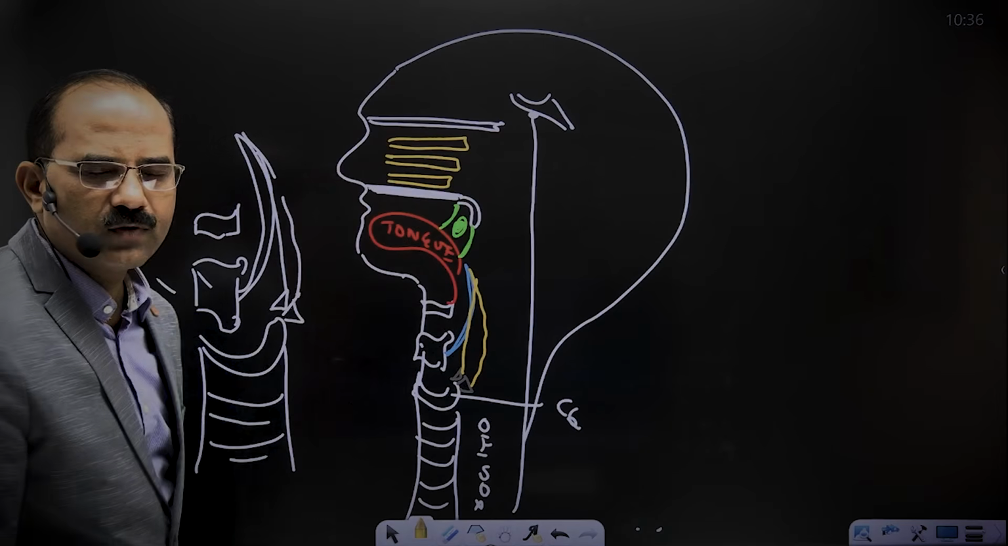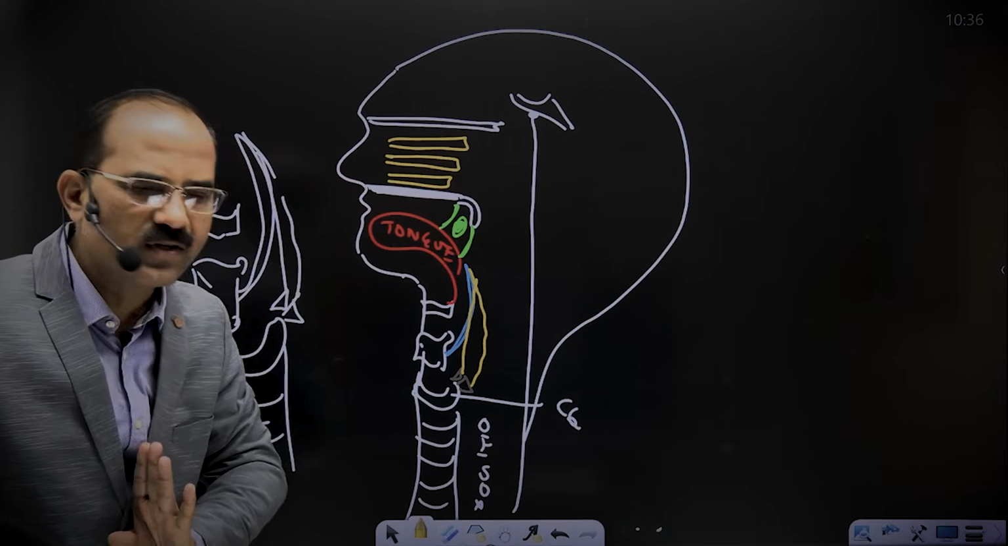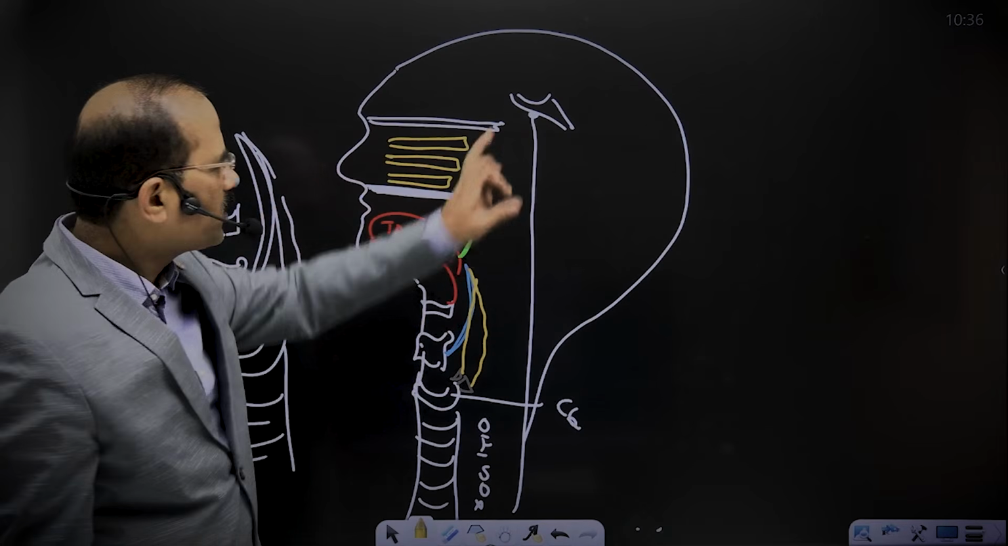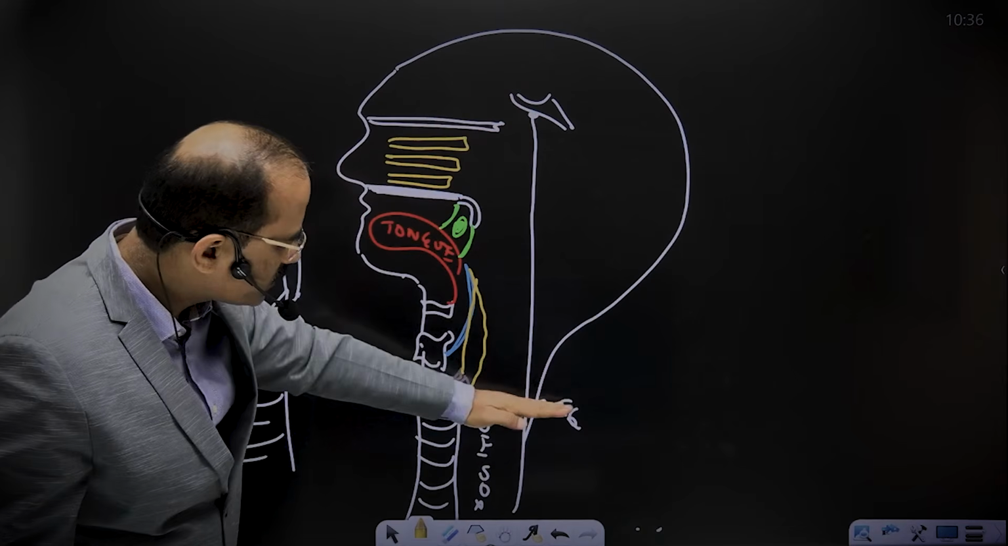So now, this is the nose, lateral wall of nose, and these are the conchi. So now the pharynx, students, we've taken a section. The pharynx extends from the base of the skull to C6.